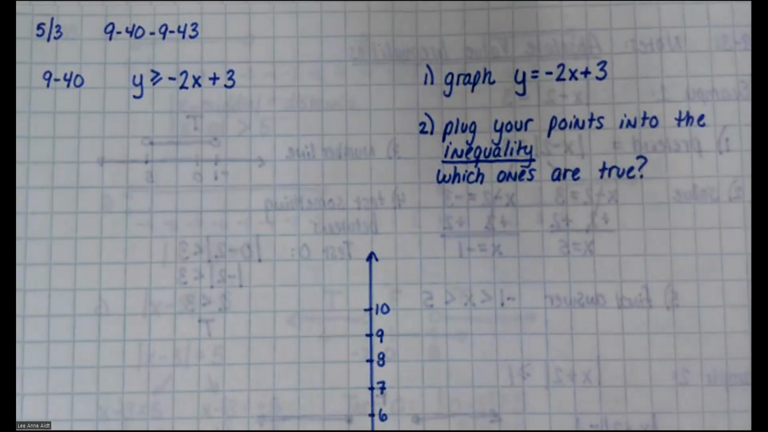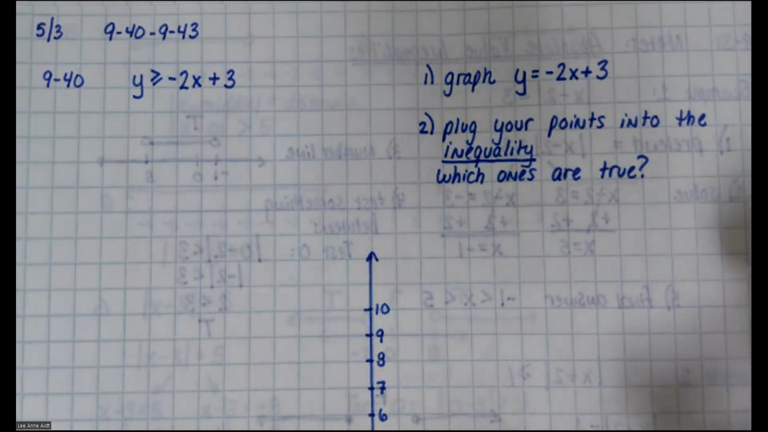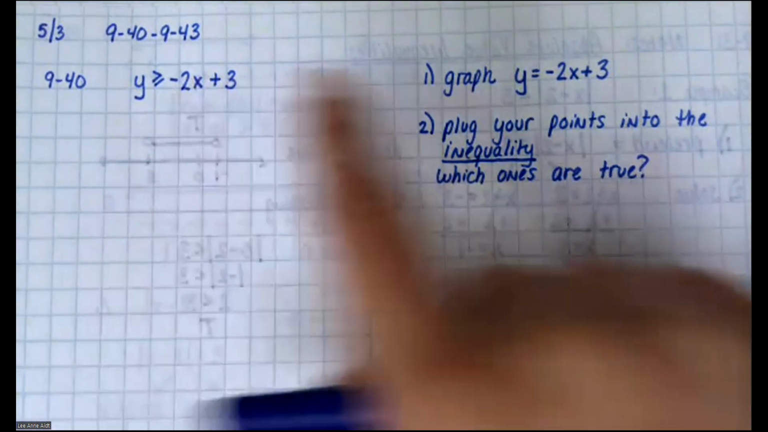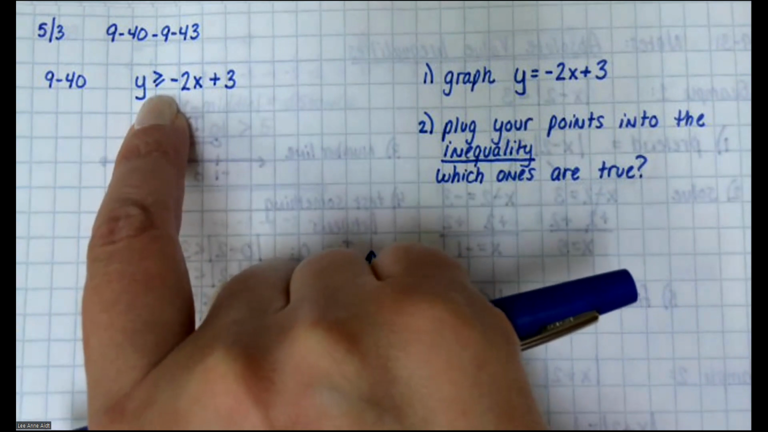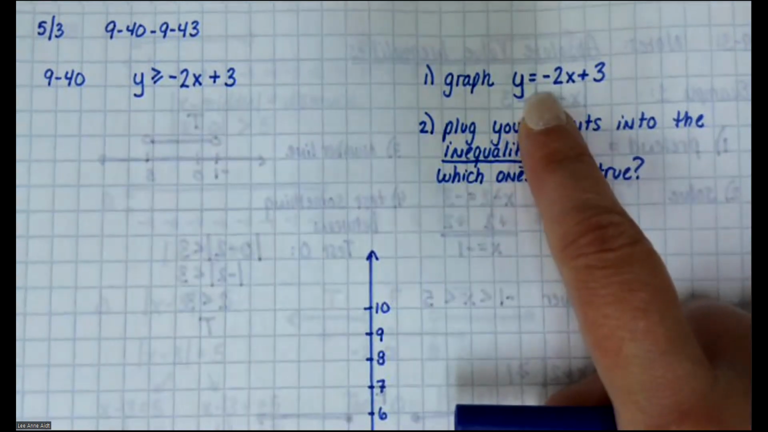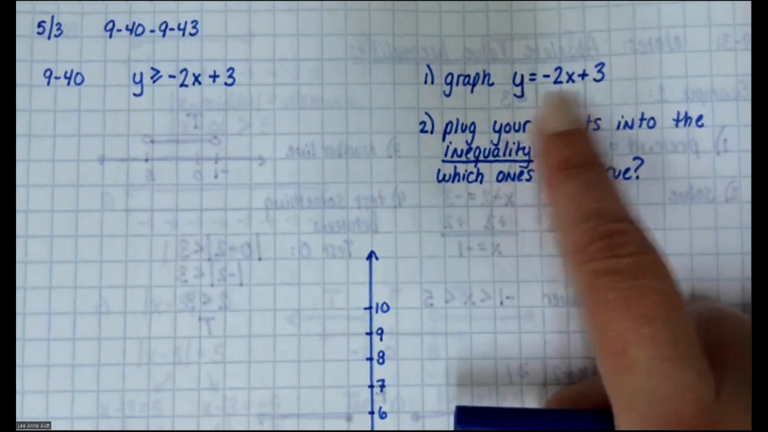Do you guys remember Monday, Tuesday? I told you whenever you have an inequality, the first thing you do is just go into denial and pretend it's equals. So what we're doing here is we're taking this inequality symbol and we're going into denial and pretending it's equals. So I'm going to graph this line.